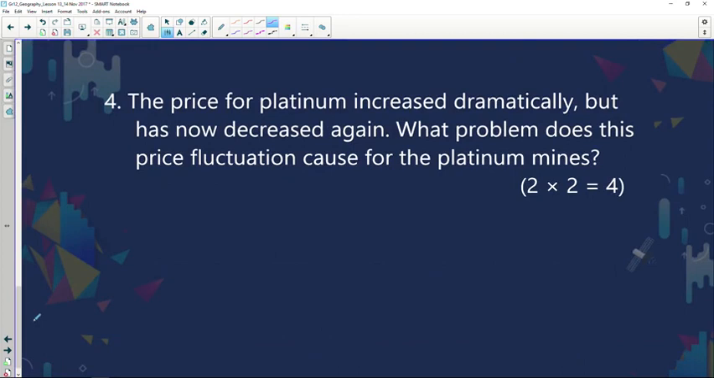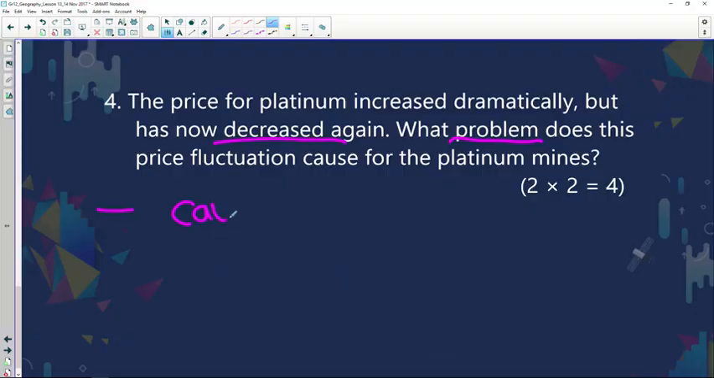The price for platinum increased dramatically, but has decreased again. What problems does this price fluctuation cause for the platinum mines? Now, the reason why there was a massive price fluctuation is because there was unrest on the mines regarding strikes, and unfortunately people don't want to invest in them anymore.